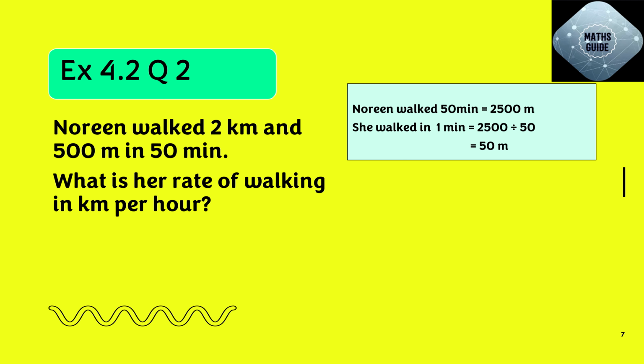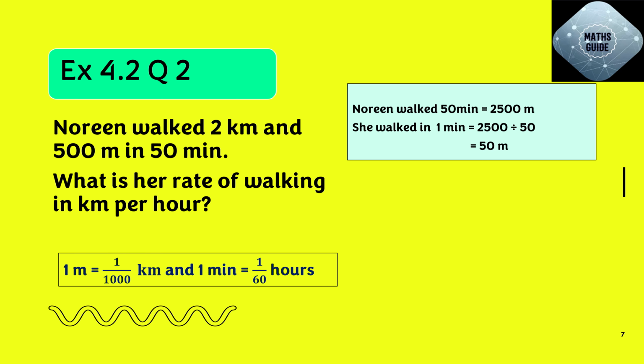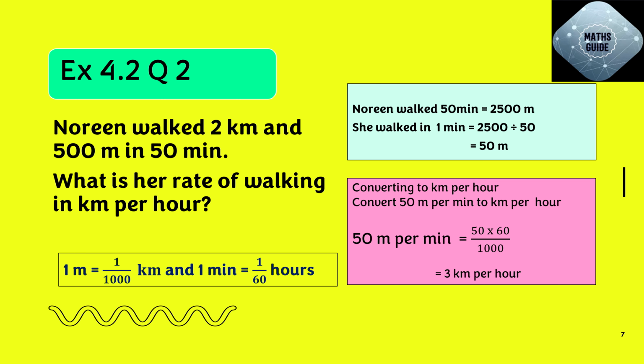So this is the solution: Noreen walked 2500 meters in 50 minutes. To find how far she walked in 1 minute, we divide them and we find 50 meters in a minute. As you know, 1 meter is equal to 1 by 1000 kilometers and 1 minute is equal to 1 by 60 hours. So we will convert meters into kilometers by dividing by 1000 and multiplying by 60. When we multiply 50 by 60 and divide by 1000, our answer is in kilometers per hour. Now the answer is 3 kilometers per hour.